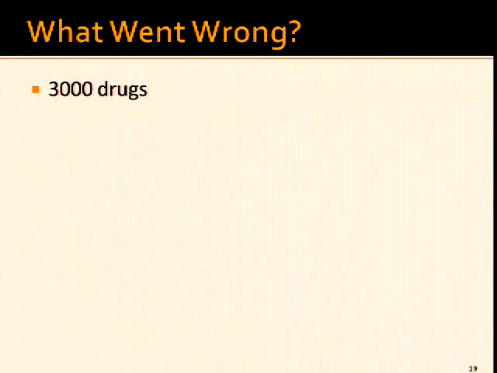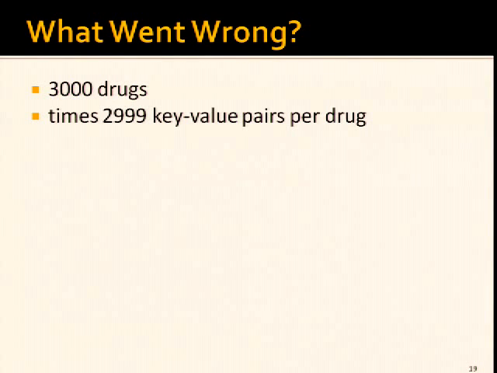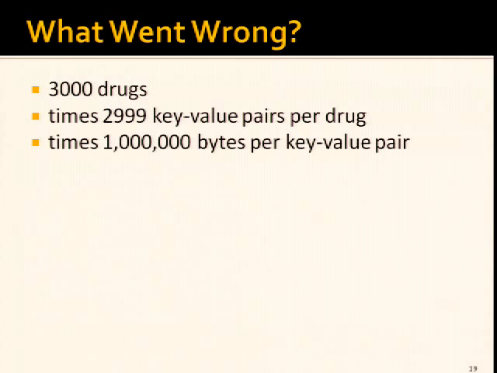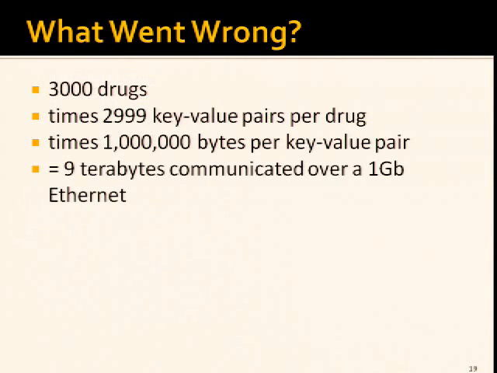You have 3,000 drugs. How many key value pairs get generated for each drug? Well, all the sets containing that drug and the 2,999 other drugs. So the 2,999 key value pairs generated by each mapper. See, in my pretty little example, there were 2 key value pairs generated by each mapper because there are only 3 drugs. But this is what you get when you have 3,000 drugs. And then remember, a key value pair is essentially a megabyte. Well, you multiply those 3 numbers, you get 9 terabytes.